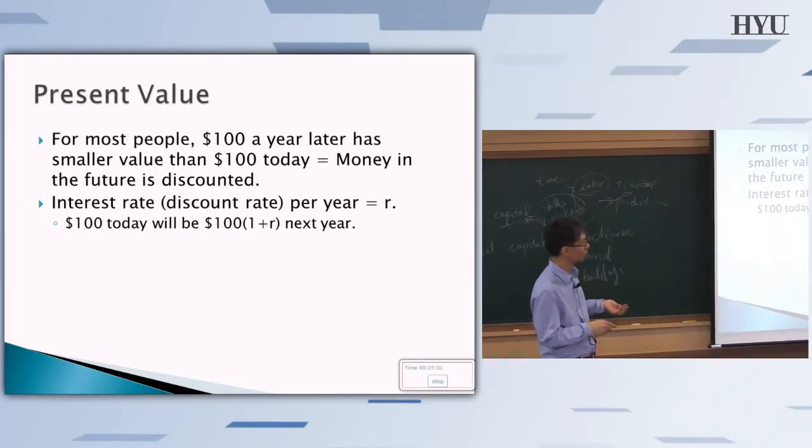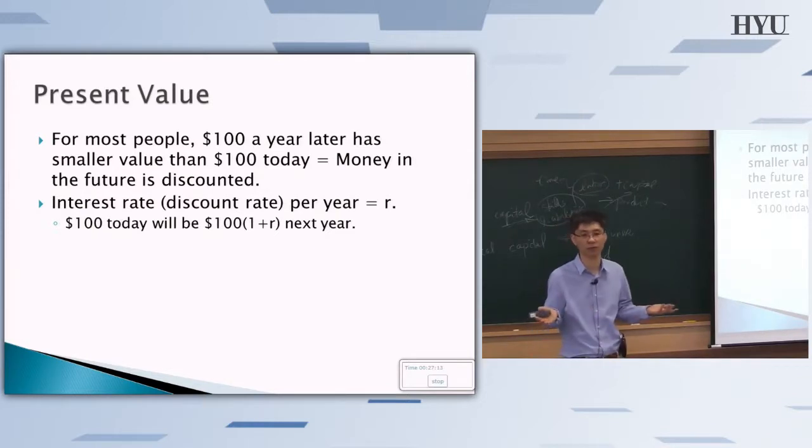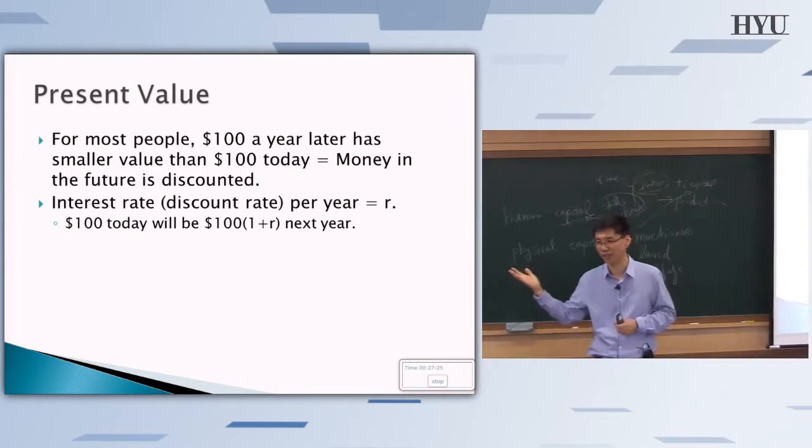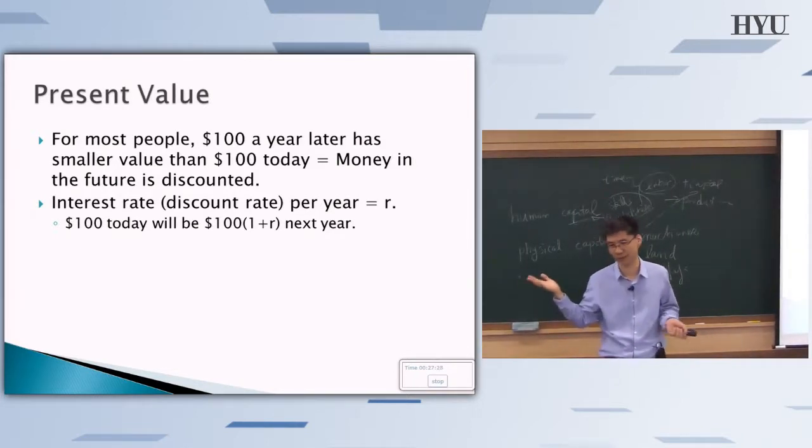So using R, we can say that $100 today will be a year later not $100. It will be $100 times 1 plus R, like a 5% interest. So we will have $5 more 1 year later. If you put it into a bank, now the interest rate is so low. I think now it's around 1%, but still, okay? You will have $1 a year later. It's better than nothing.